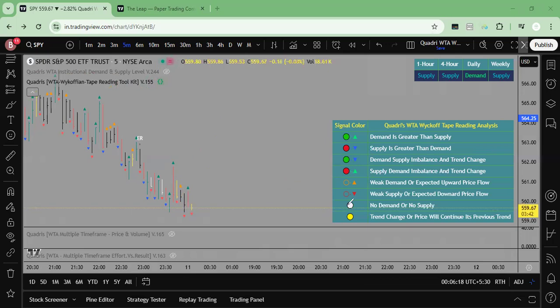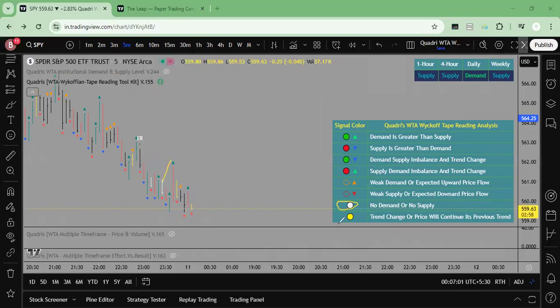In the same manner, if there is weak supply, that is a black candle or black bar or a hollow candle with a red triangle facing downwards, it means weak supply or expected downward price flow. Either this is weak supply, that means we would see a price bounce from this particular point, or the other interpretation is that prices are going to go downwards, or there would be free flow of price towards the downward side. After that, I have coded a no demand or no supply bar, which is normally a white color bar.